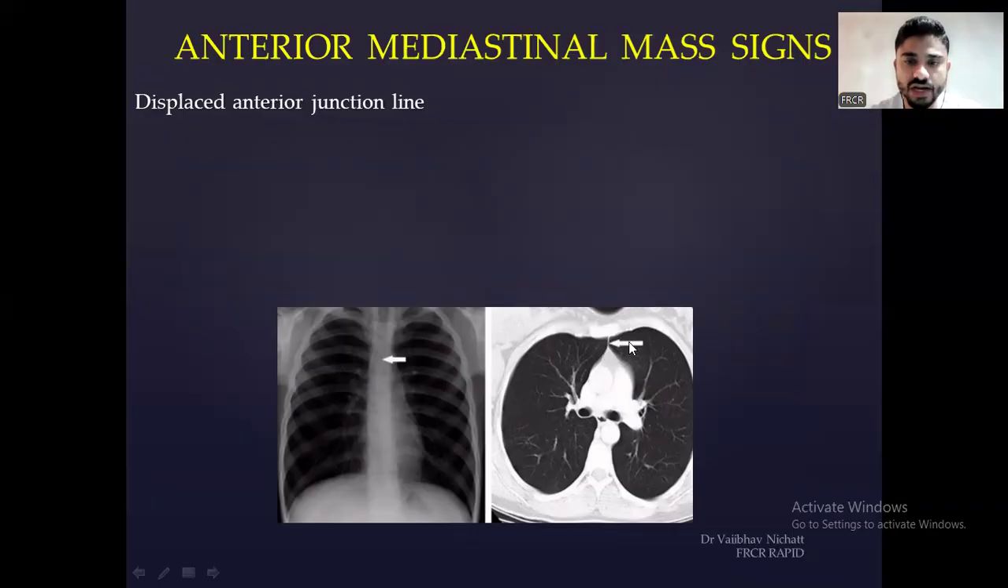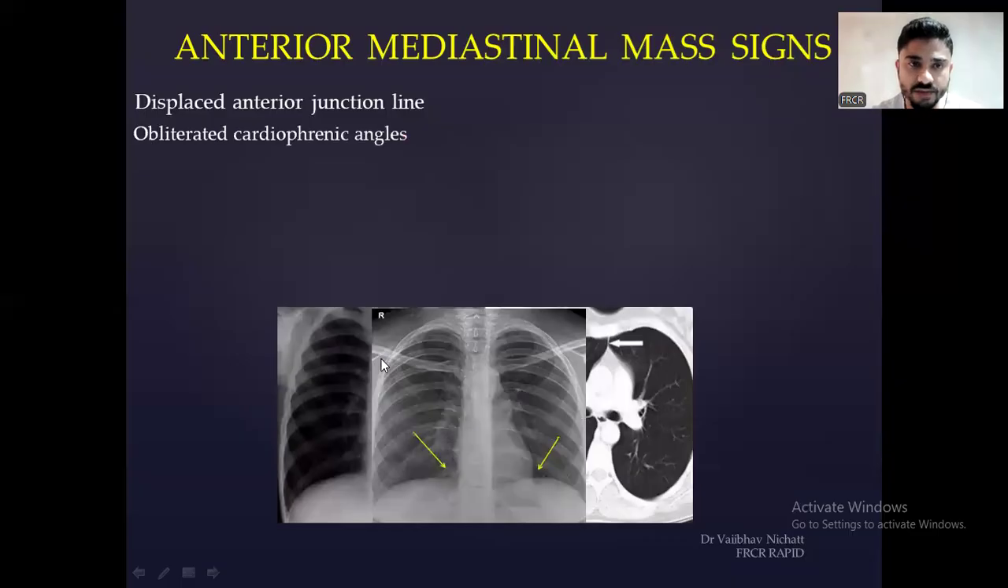If the anterior junction line is displaced either to the right side or to the left side, or if you are not able to identify the anterior junction line, then there is something situated in the anterior mediastinum, and you can classify the mass as being in the anterior mediastinum and not in the middle or posterior mediastinum. So on the chest x-ray, on the frontal projection, you need to see this anterior junction line over here. If it is disrupted, then you can think of an anterior mediastinal mass.